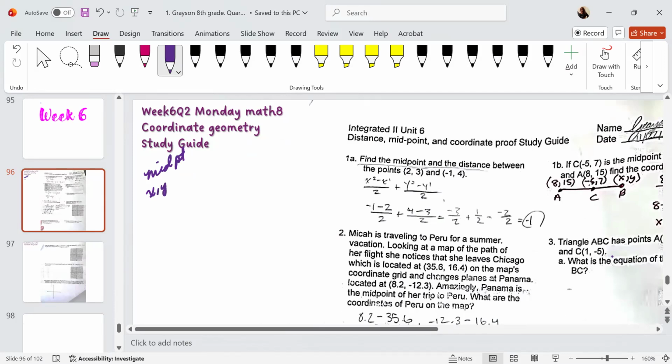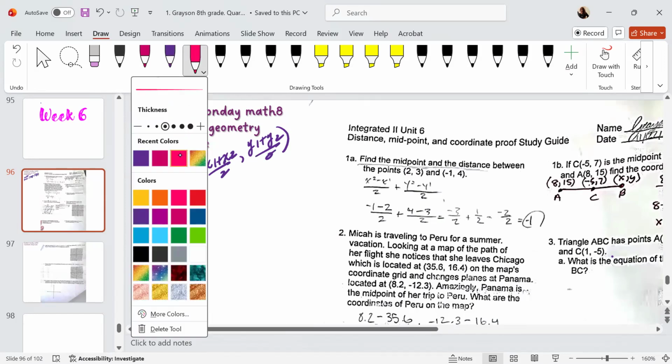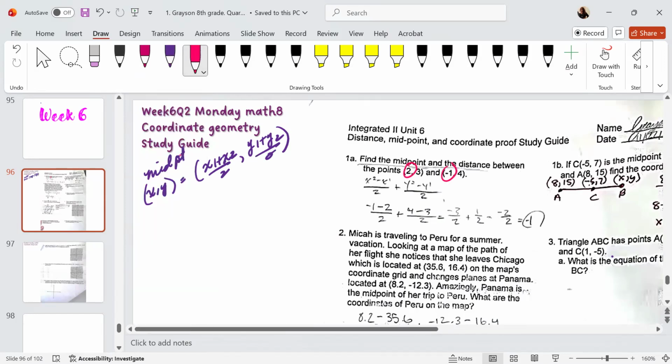Midpoint, so x, y, this is the midpoint, is equal to x1 plus x2 divided by 2, y1 plus y2 divided by 2. That makes sense, correct? All right, so then looking at this right here, it's just going to be 2 and -1. That's going to be a 1, right? Divided by 2, correct? And then you're going to have 3 and 4, add them together, which is a 7 over 2, correct? That's your answer. What is that?